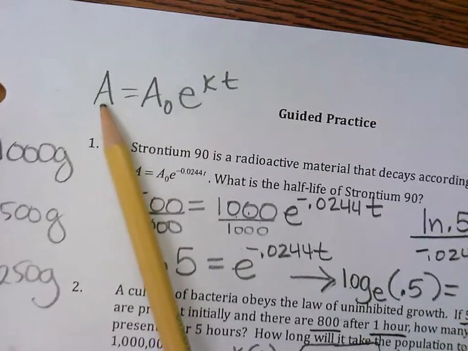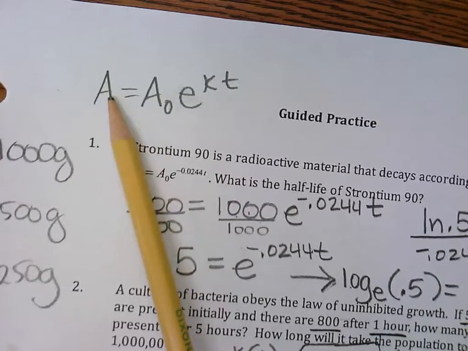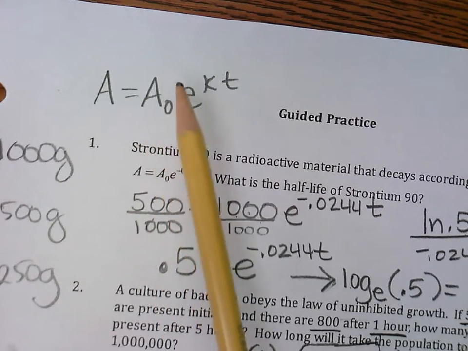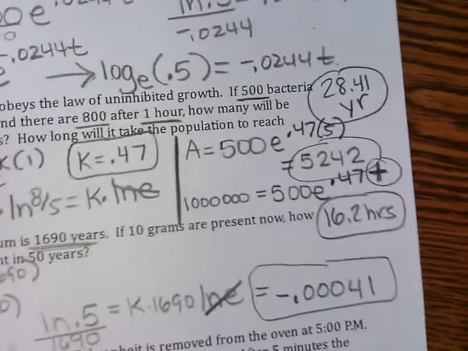We don't know little a. We want to find big A, we want to find this amount. They're giving you the initial amount, e, k, and t. t is 50.